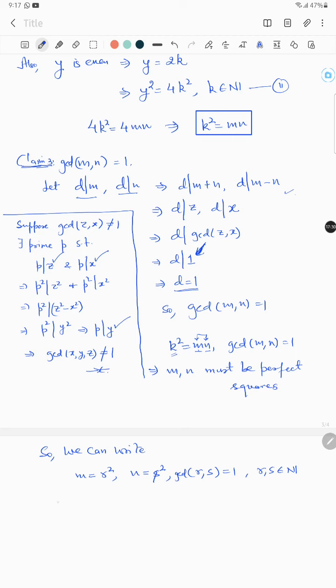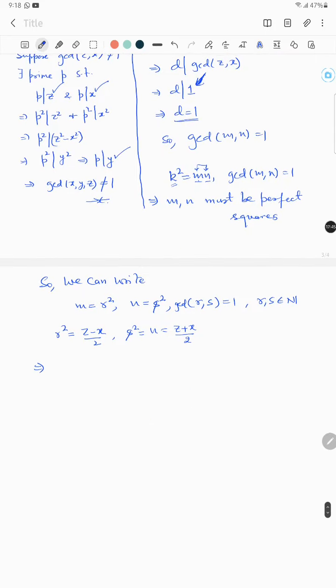Now R square is equal to M, and M is nothing but (Z minus X) upon 2. S square is N, and N is (Z plus X) upon 2. So if we add these two, we will get Z equal to R square plus S square, and if we subtract these two, we will get X equal to R square minus S square. Okay, so here we get the expressions of Z and X.